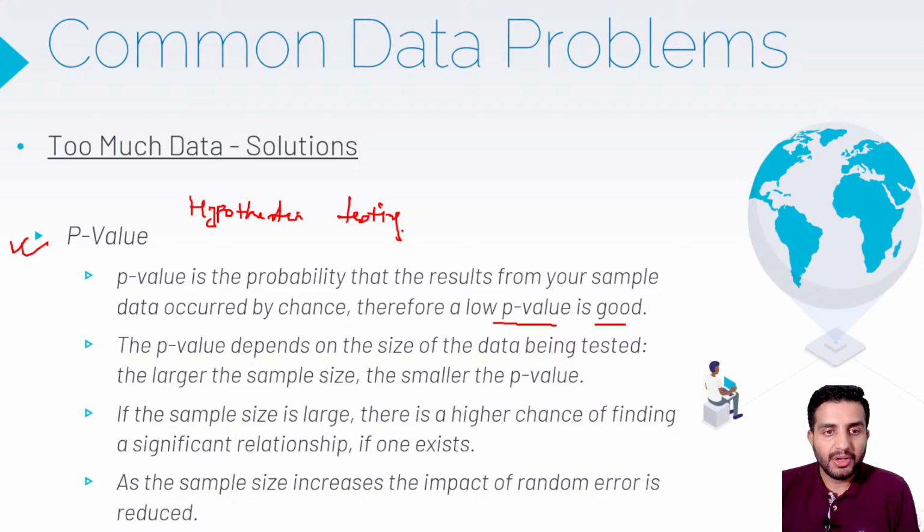The P value also depends on the size of the data being tested. The larger the sample size, the smaller the P value, because it is going to generalize my trend. And if the sample size is large, there is a high chance of finding a significant relationship, if there is anything.